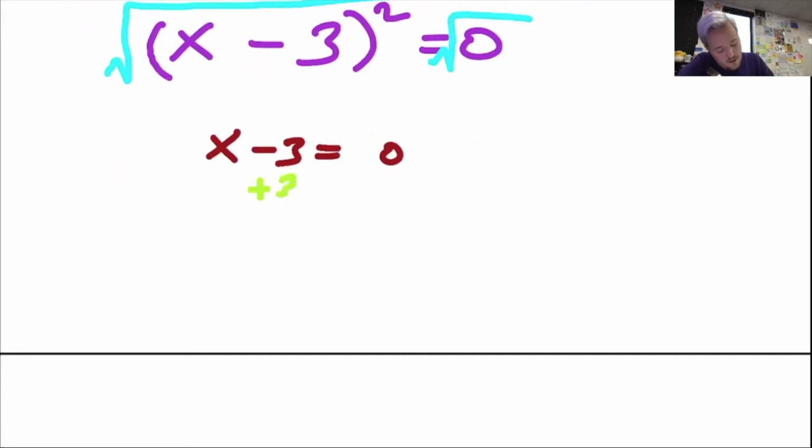So I'm going to add 3 on both sides. So I'm going to have x equals 3. So this is the final answer.